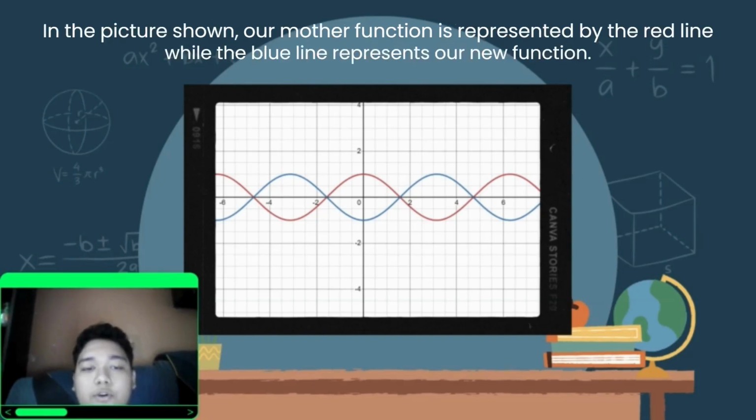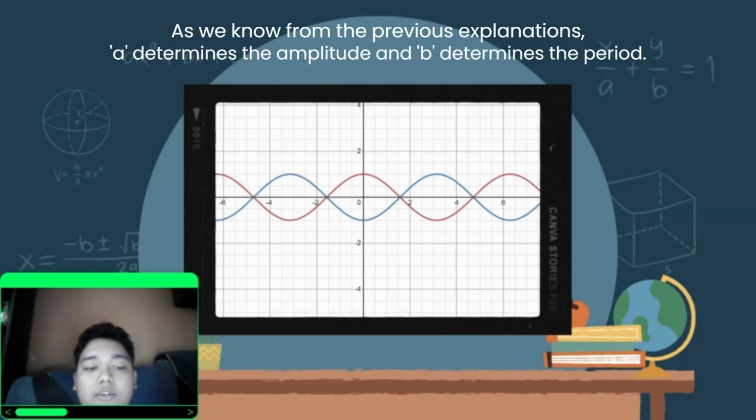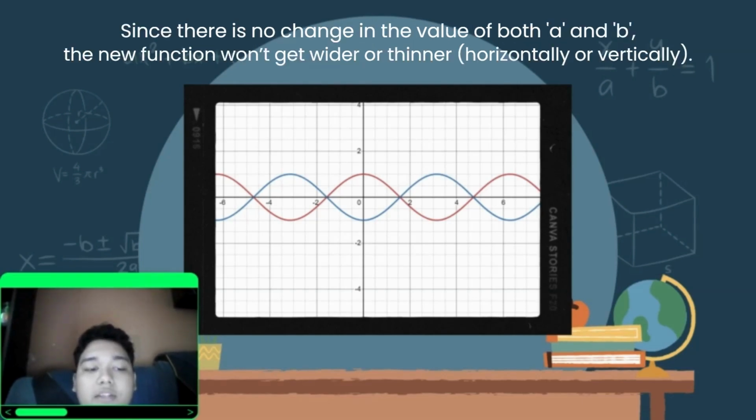In the picture shown, our mother function is represented by the red line while the blue line represents our new function. As you can see, there is not much change in the graph. This is because we didn't change the value of a or b at all. As we know from the previous explanations, a determines the amplitude and b determines the period. Since there is no change in the value of both a and b, the new function won't get wider or thinner.